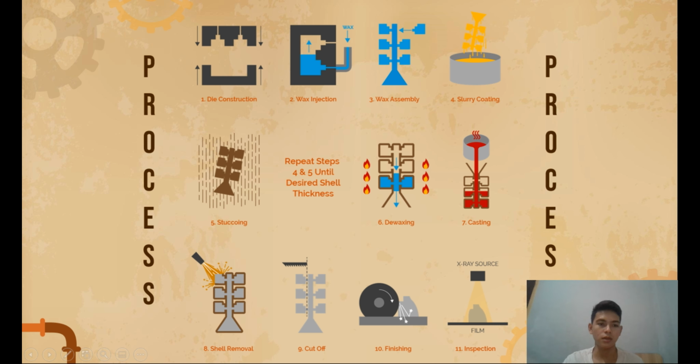The next is cut off. The finished parts are then cut free from the gating and runner system. And the next, finishing, although acceptable, it is not necessarily needed. Various finishing techniques are employed including grinding, sandblasting, and coating to achieve the final surface needed.